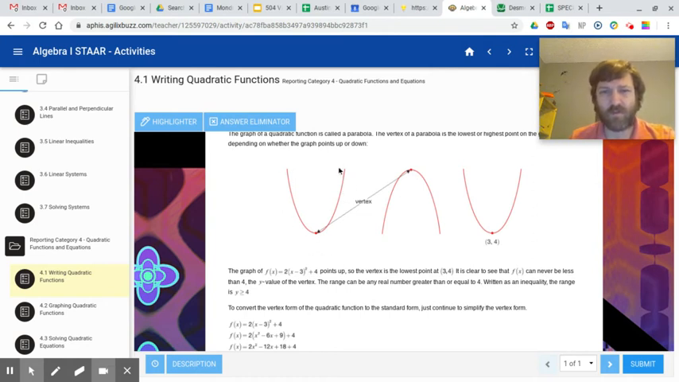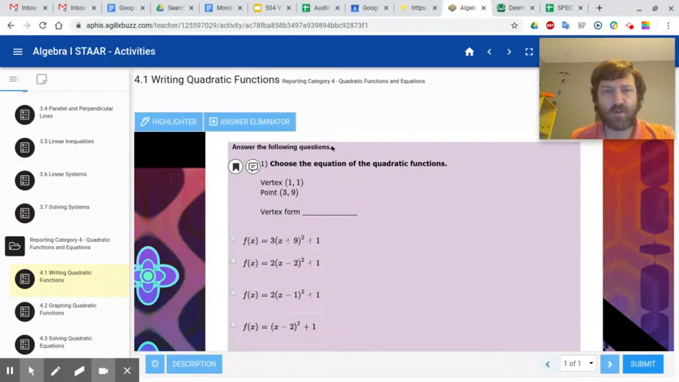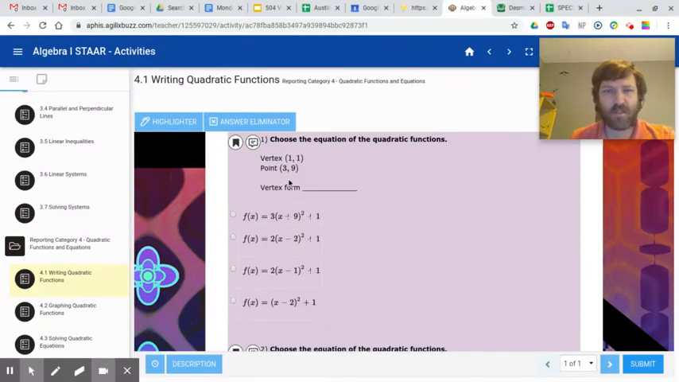So if the graph opens up, there's a vertex here at the bottom. If it opens downward, then it has a vertex here at the top. And that point is kind of the most important point, I would say, on that graph. So you're going to be looking at these functions and basically matching up these points with the equations they give us. So we'll do this first one, and I'll let you do the rest.